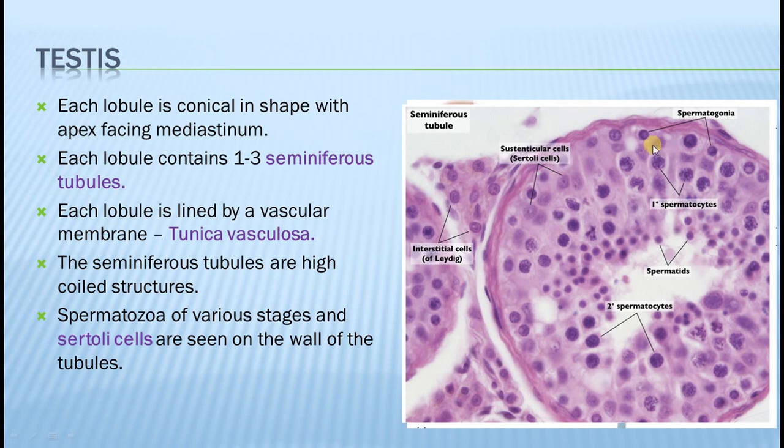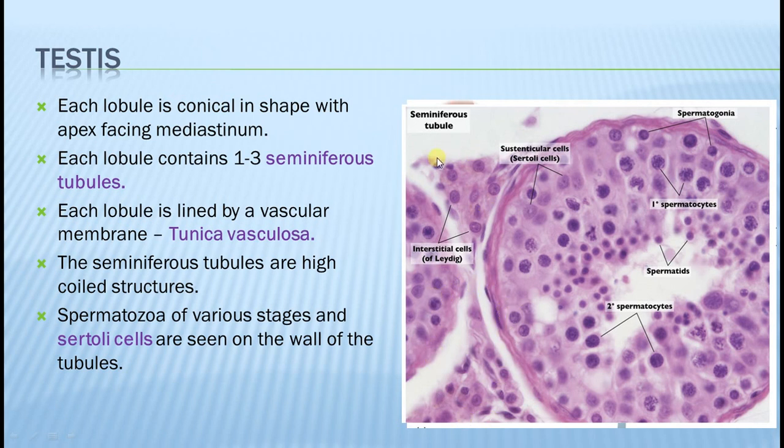Okay. In between the spermatogonia, you see some pale triangular cells. They are called the Sertoli cells or sustentacular cells. They provide nutrition to the developing spermatozoa. They also form tight junctions in between, for support.